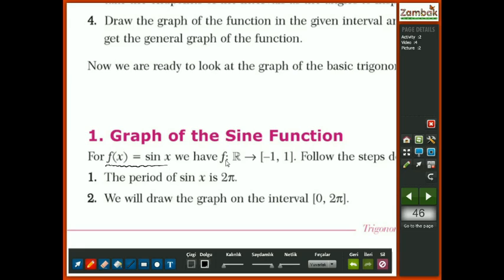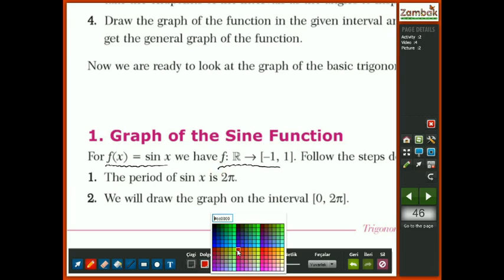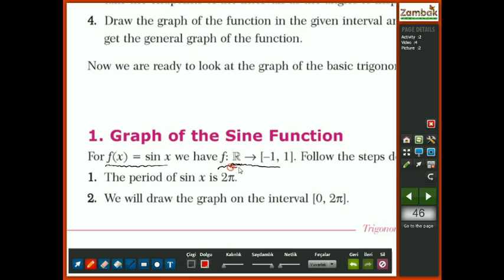Now the domain of the function. The domain of the function is all real numbers, and the range of the function is just the possible values of y. You know that the minimum value of sine is -1 and the maximum value is 1. Then the possible values of the y variable are the numbers between -1 and 1.